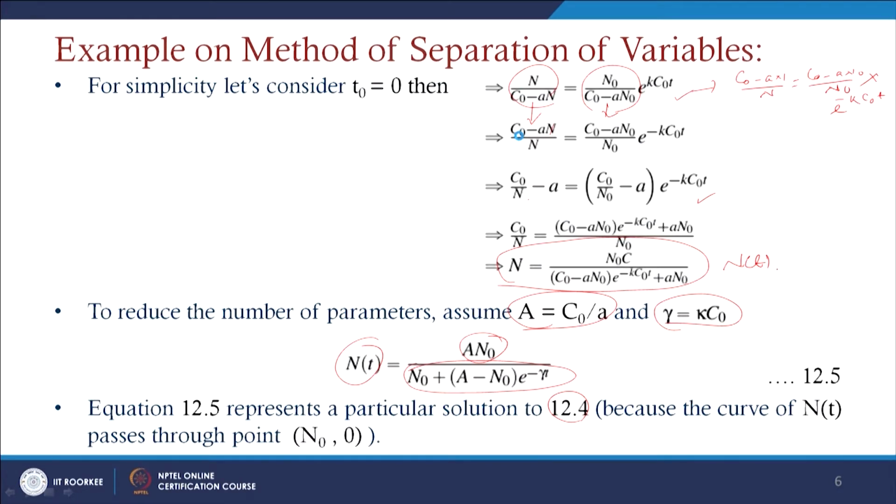And if you just see here, the curve of n of t passes through the point n0, 0. Since we are supplying n0 as the initial value for n, and t0 equals 0 is the initial value we have supplied. So that is why for those particular values only, this curve will pass through n0 and 0.